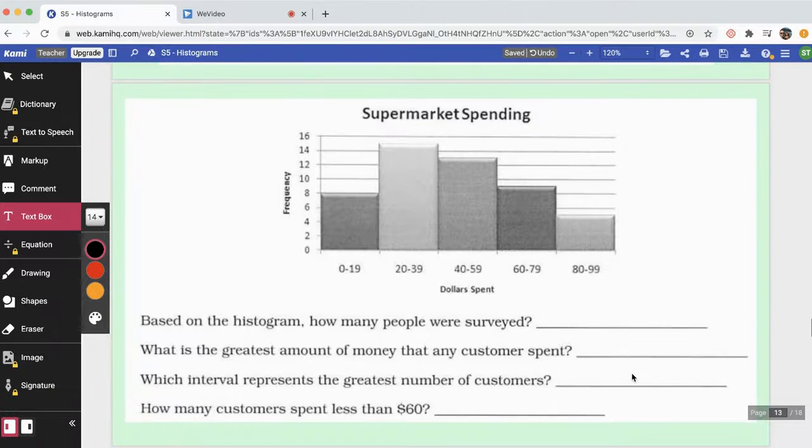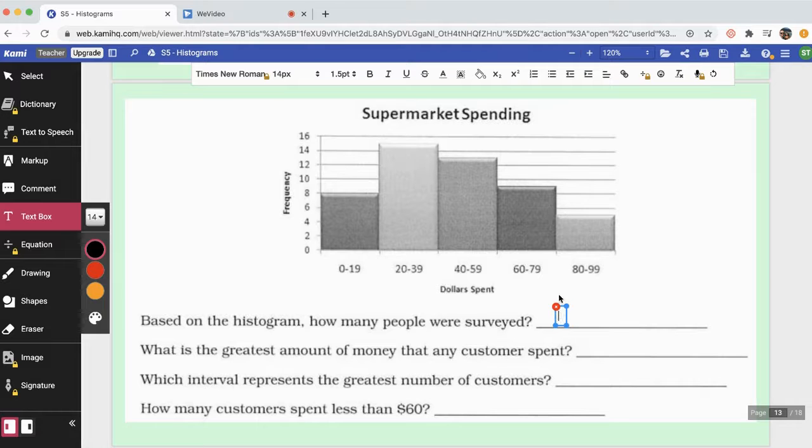Okay, some supermarket spending. A histogram that represents dollars spent at the supermarket and how many shoppers spent between that amount of money. So based on this histogram, how many people were surveyed? So let's take a look. There were 8 here and 15 here. That makes 23. And 13 here makes 36. There were 9 here, makes 45. And there were 5 here, makes 50. So it looks like there were 50 shoppers that were surveyed, or 50 people that were surveyed.